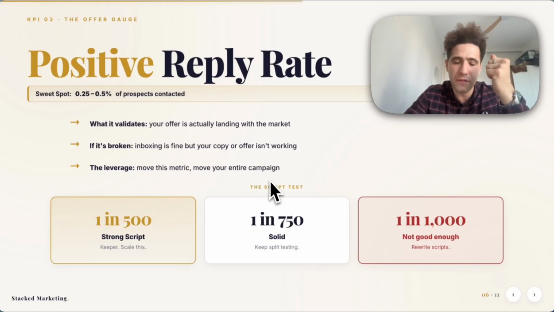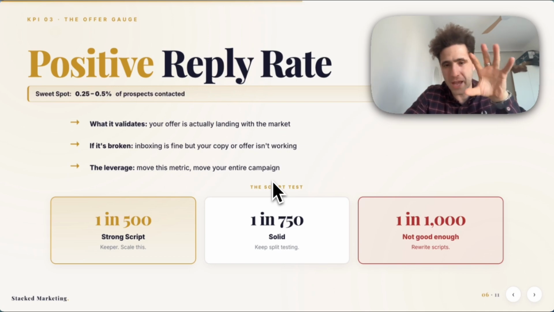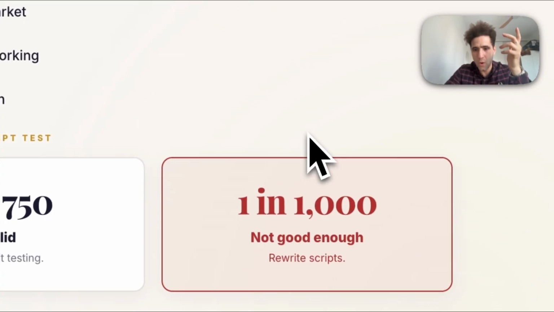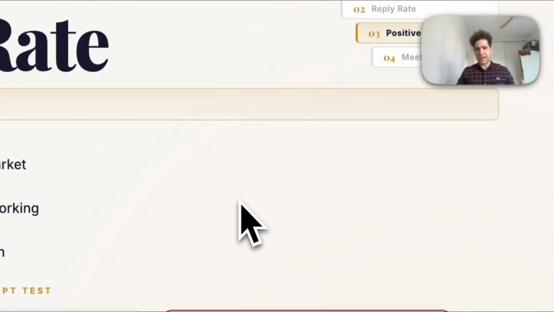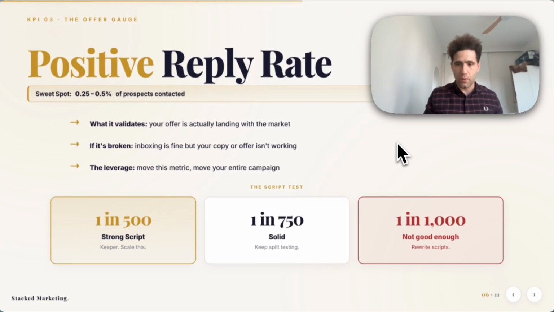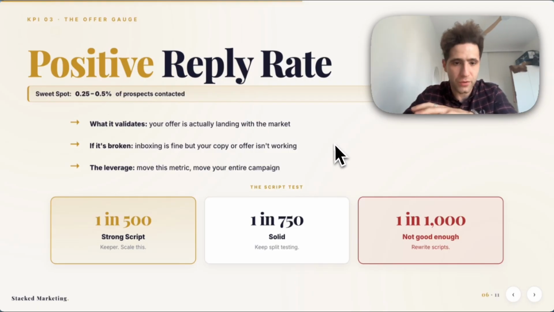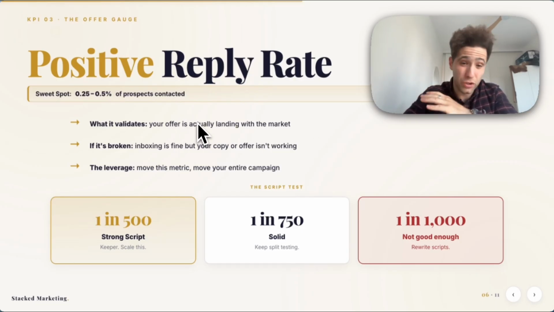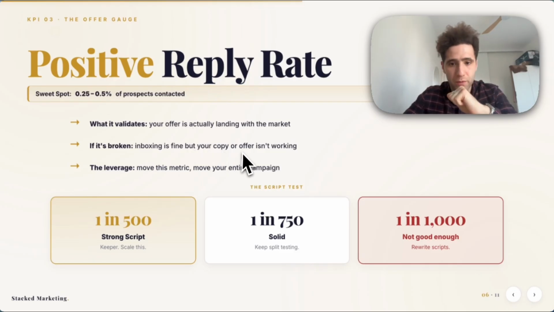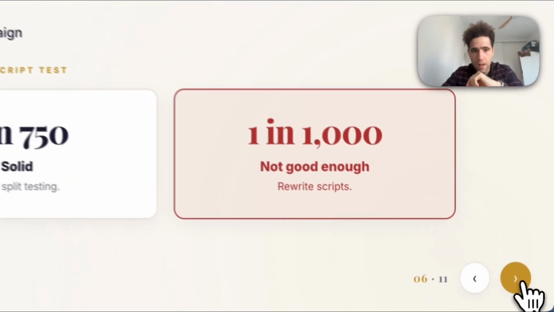If you have 1 in 750, that's still pretty solid. It's not bad. You can maybe test and refine it, coming in with different angles within that original angle that you sent the email out in. And then if you have only 1 positive response in 1,000, I would say that's not good enough. You want to go back to the drawing board and try and test different angles and maybe even retry the offer. But anywhere between 0.25% and 0.5%, and you're doing okay. And if you have a really strong killer offer with a really strong copy script, you can get anywhere between 4, 5 to 10% positive response rates. So keep an eye on this.